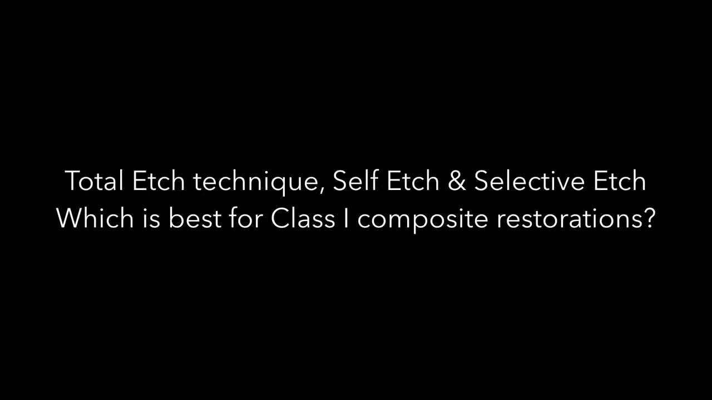Moving towards the etching and bonding technique, which is the most ideal: is it a total etch, self etch, or selective etch? Which is best for class 1 composite restoration? For enamel, we discussed already that enamel is a highly mineralized structure. For that, we need the strongest acid, and that acid is only available in the form of total etch and selective etch. Selective etch means we just etch the enamel and then we need a separate system for dentin, and that is self etch. So for enamel, selective etch, and for dentin, self etch.